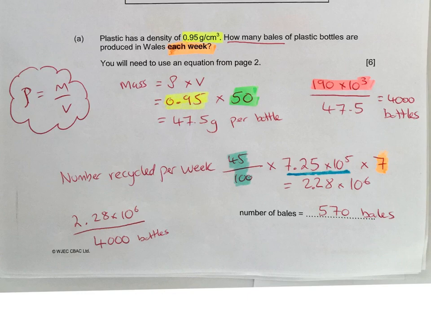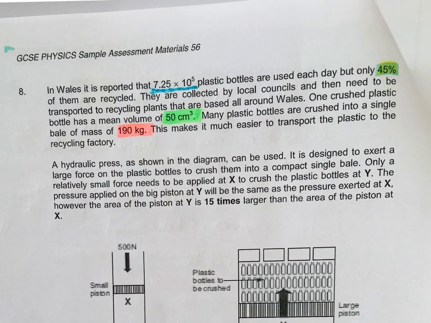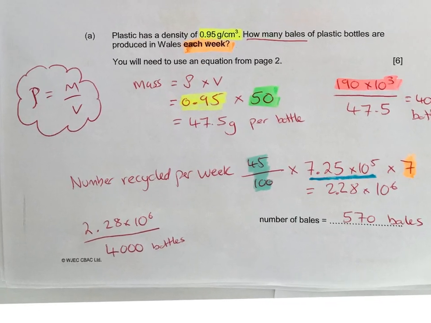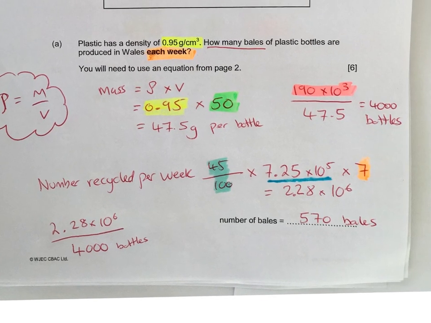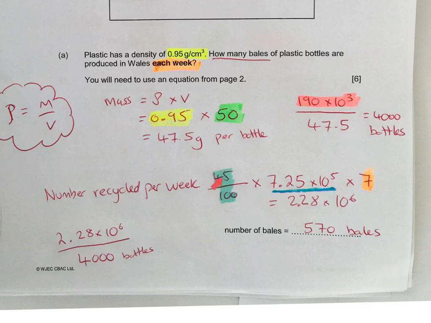Now, it told us that of this amount of bottles, only 45% are actually recycled. So let's work that out now. 45% is 45 over 100. They kind of teach you that in math. Times my amount of bottles, and that's per day, so I need to times that by 7, because there's 7 days in a week. I come out with 2.28 times 10 to the power 6. So that's how many bottles are recycled each week.